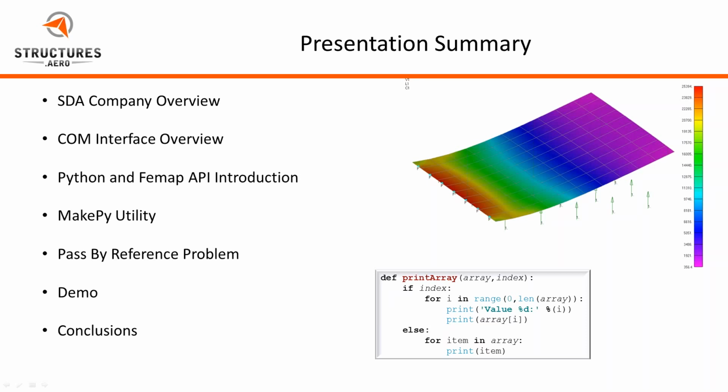That's going to be done using the MakePy utility, which is part of the fairly standard Python installation. We're going to go over one particular hurdle that we have to overcome, which is a pass by reference issue in VBA. And there's a solution to that, which I'll go over. And then I'm going to demo how all of this works and walk through the process step by step.